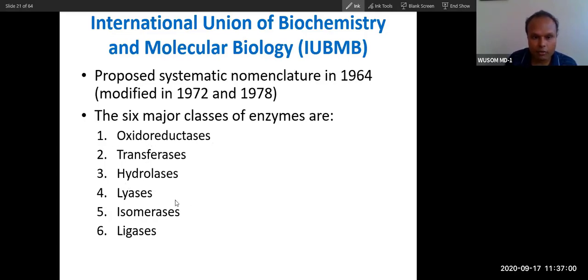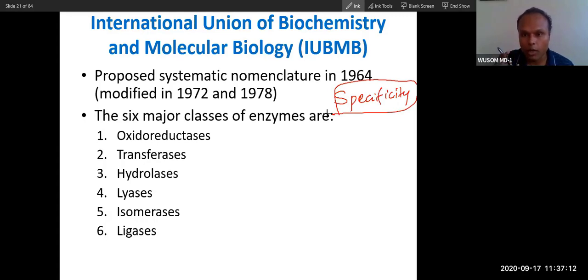So these are the classification based on function. Actually, I have told you specificity. We are talking about specificity, a property of the enzyme. So what does specificity mean? A particular enzyme will catalyze a particular reaction.